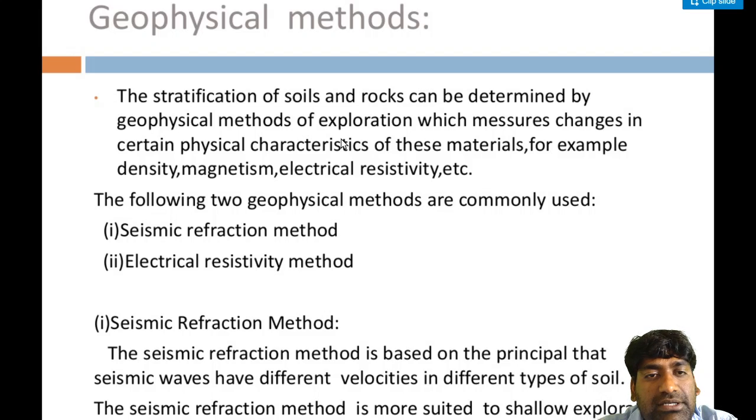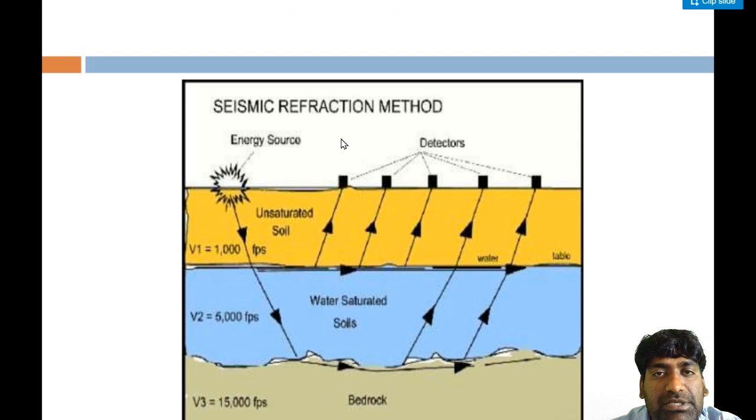Seismic refraction method. The seismic refraction method is based on the principle that seismic waves have different velocities in different types of soil. The seismic refraction method is more suited to shallow exploration for civil engineering purposes. So here an energy source is given, and detectors are applied. V1, V2, bedrock: the velocity is tabulated with the help of these detectors.